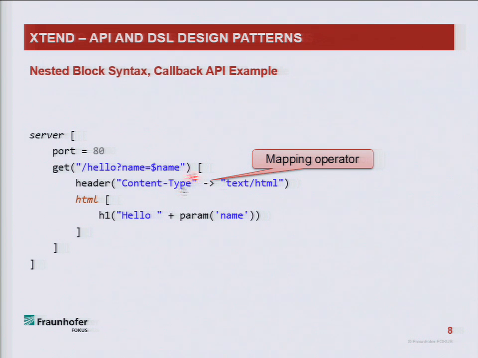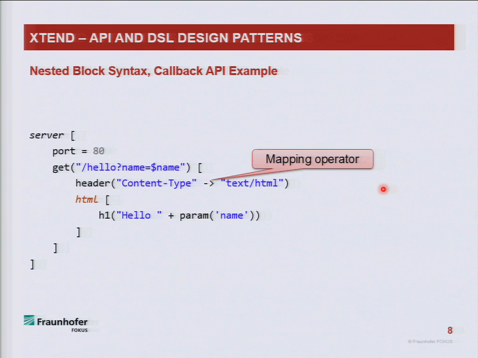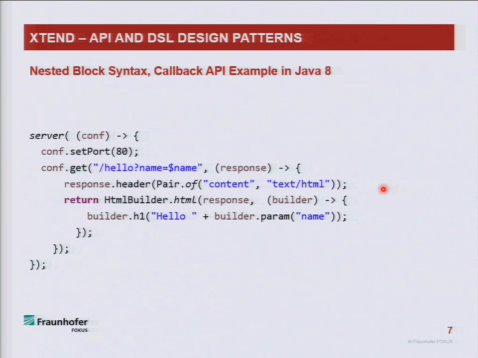And here is the mapping over operator that is already coming with the language. Another interesting thing is that it's an extension method. Let me go back to the Java code. So we're calling a static method here from the class HTML builder. We pass in a response and a lambda. And what we do is we call an extension method on response now.